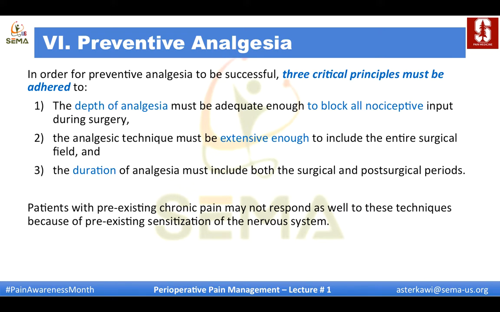In order for preventive analgesia to be successful, 3 critical principles must be adhered to. 1. The depth of analgesia must be adequate enough to block all nociceptive input during surgery. 2. The analgesic technique must be extensive enough to include the entire surgical field. And 3. The duration of analgesia must include both the surgical and post-surgical period. Patients with pre-existing chronic pain may not respond as well to this technique because of pre-existing sensitization of the nervous system.